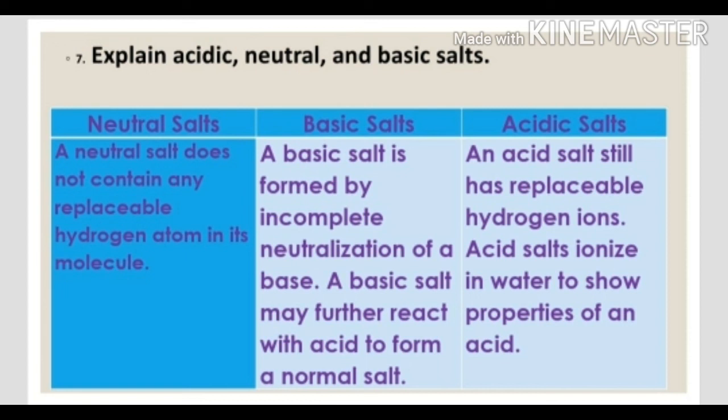And acidic salt, this salt still has replaceable hydrogen ions, and an acid salt ionizes in water to show properties of an acid. So these are about the different types of salt: acidic, neutral and basic. Acidic salts are also formed by the incomplete neutralization of the acids.